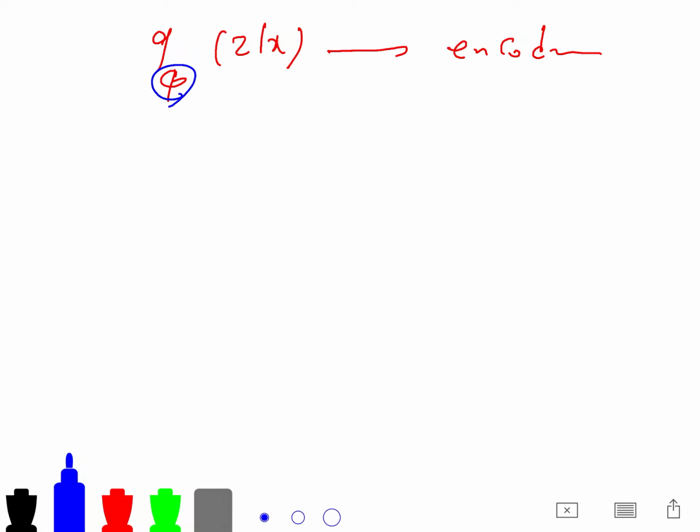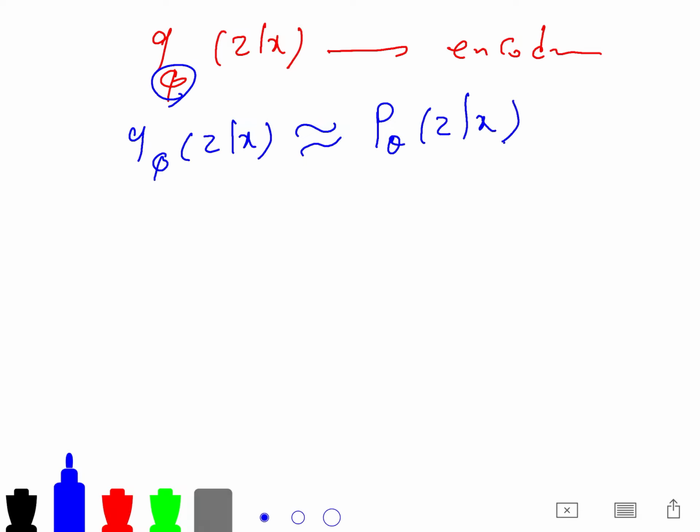So we optimize phi such that q phi of z given x is as close as possible to p theta of z given x. And this approximation helps us to optimize the marginal likelihood. The inference model can be any directed graphical model, for example, q phi of z of x. And by the way, it is parameterized using deep neural networks.